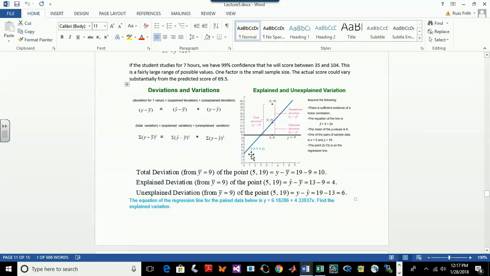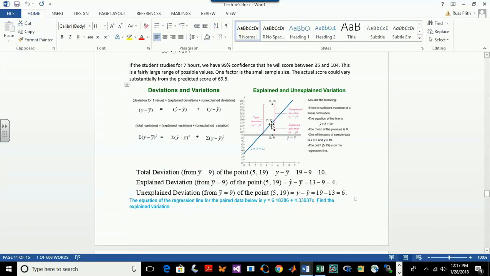For this worked example, the regression equation is y hat equals 3 plus 2x. And one of the pairs of sample data is 5 and 19. So 5 and 19 is sample data, which is plotted here. And the point 5, 13, of course, is on the regression line.